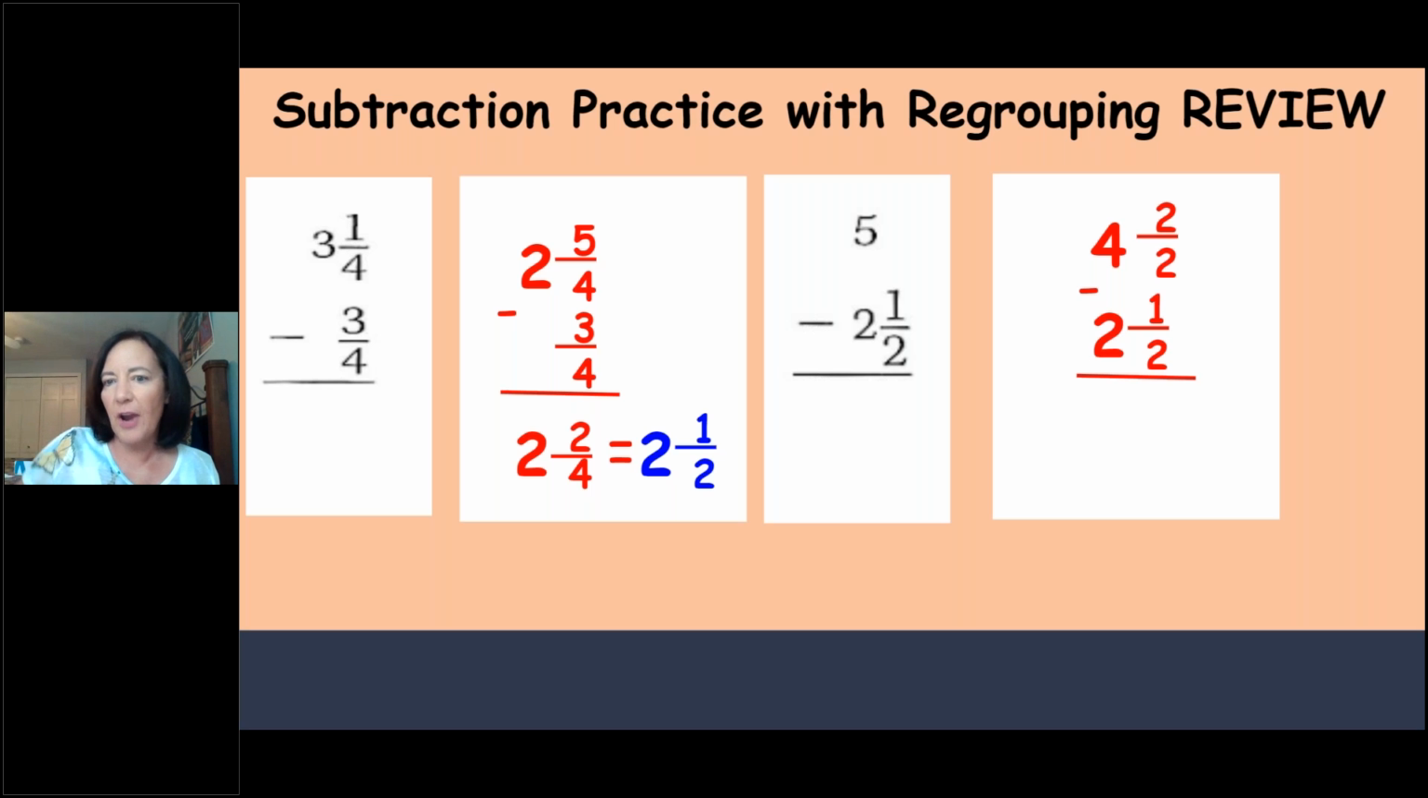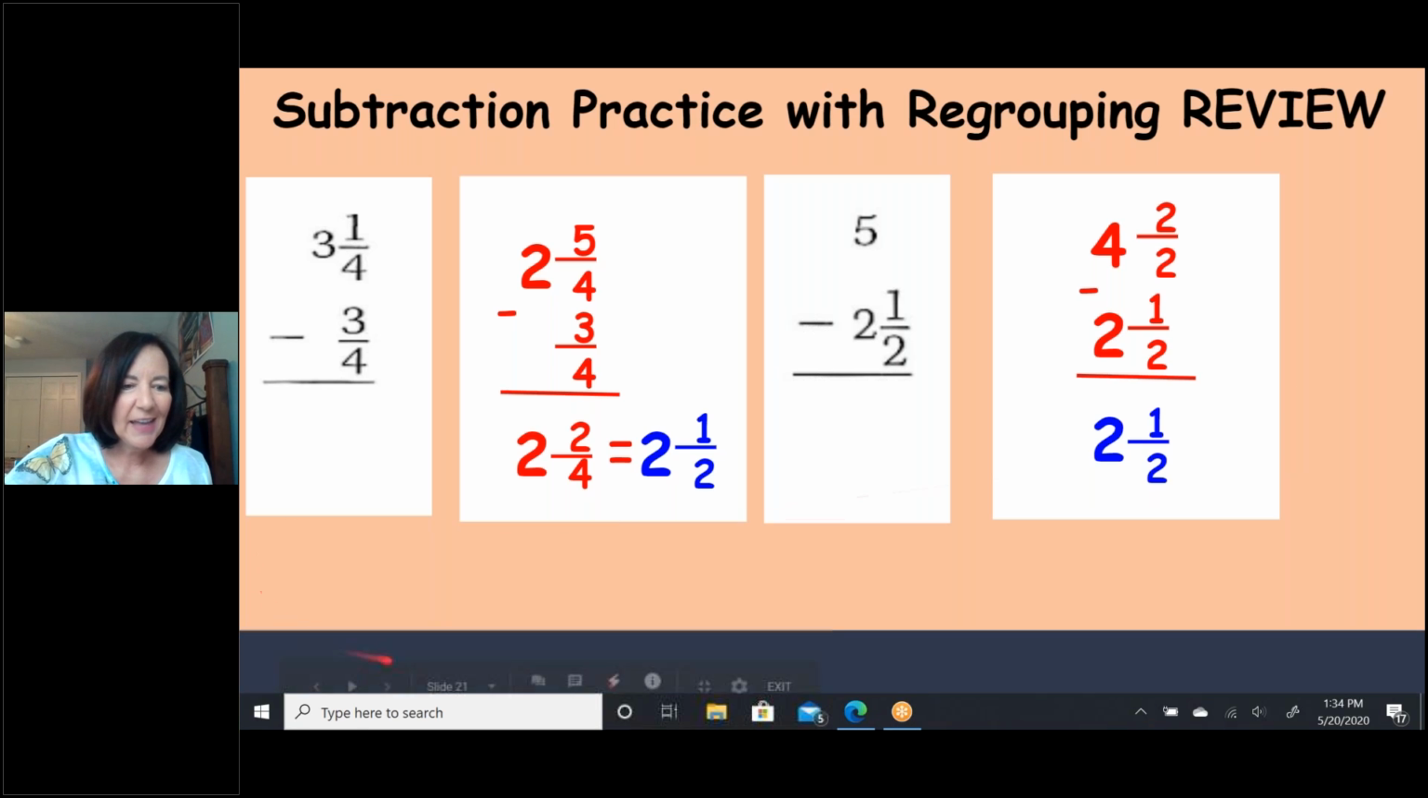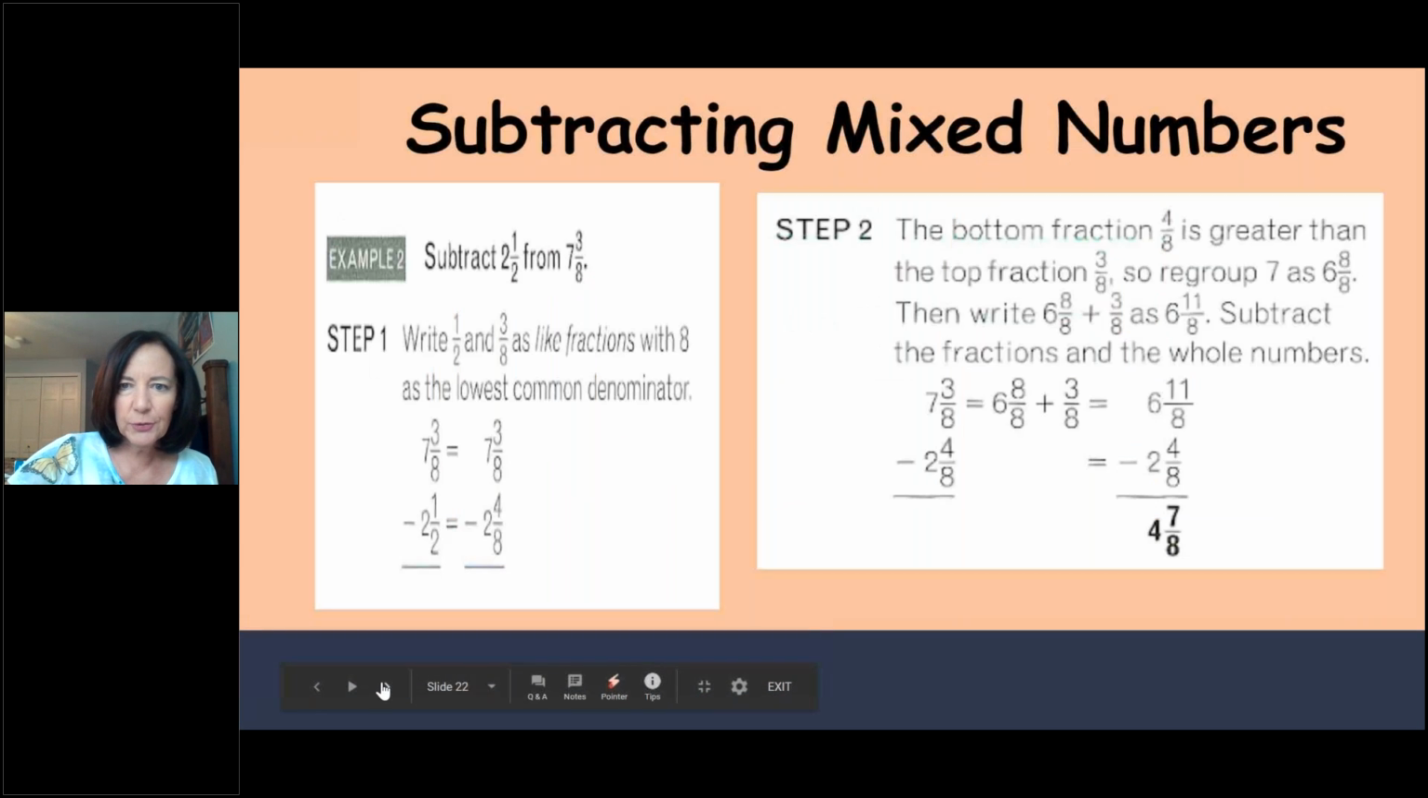So we subtract the fractions, and it would be 2.5. Nice. Good job. Okay. So the next one, yeah, we're finished with the review. So this is all new material. We're almost finished with the different types of problems, and then we'll get into word problems.